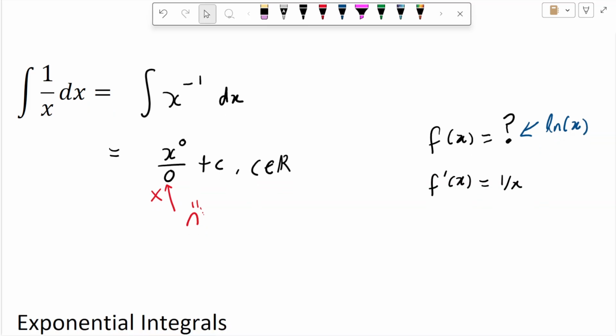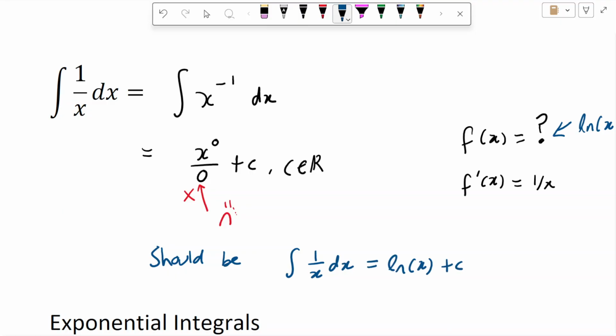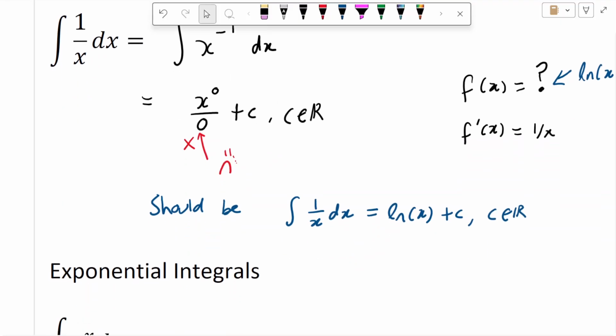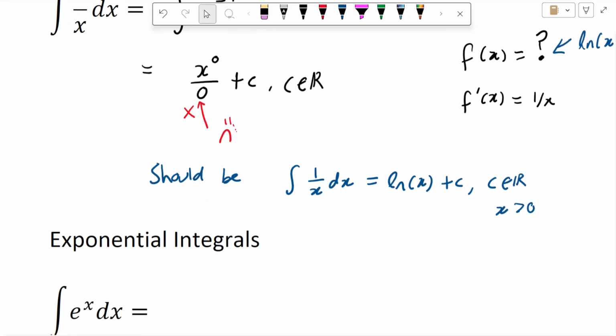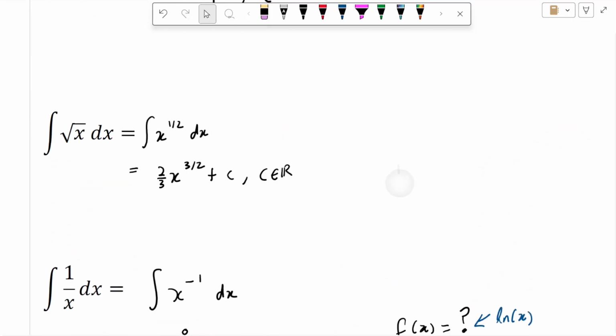So that was a rule that we had. So the actual correct way to do this should be the integral of 1 over x is log of x plus c. C is a real number. Done. Technically, this only works for x strictly greater than 0. And that's because log doesn't like negative numbers in it. Okay, so that is the weird case.